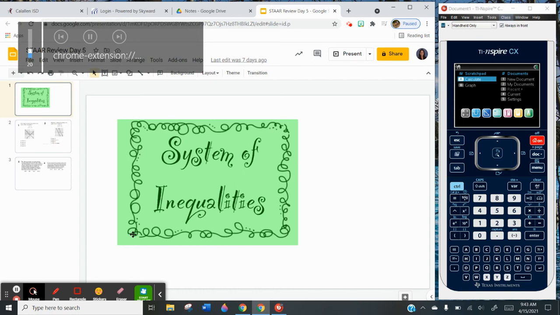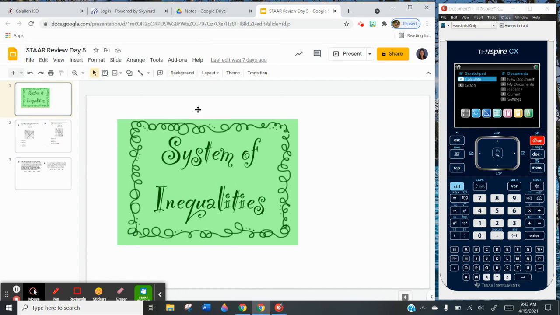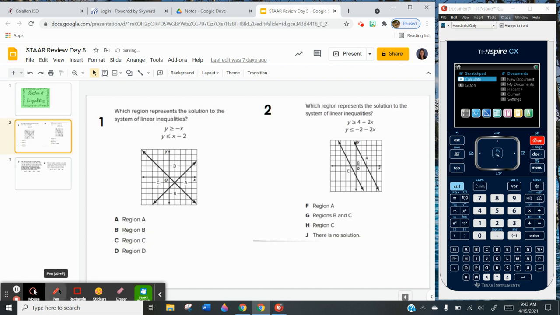Hey, we're going to be going over STAAR Review Day 5, System of Inequalities. So this is a green foldable that you should have. Starting with problem number 1, it says, which region represents the solution to the system of linear inequalities?